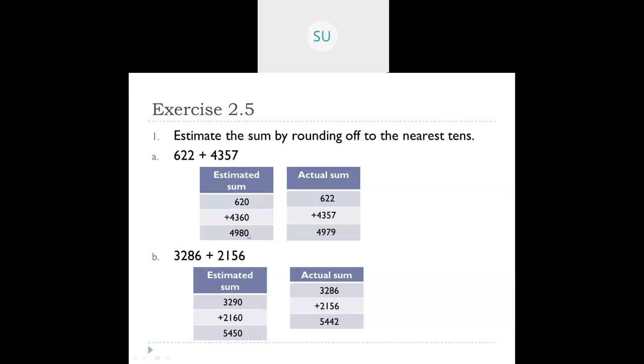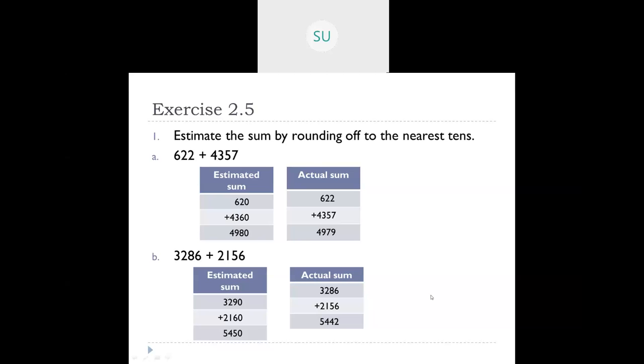Now to find the estimated sum, you'll add these rounded off numbers. When you add them, you'll get 4980. They have not asked to find the actual sum, but I'm just showing you how to do it. To find the actual sum, you'll add 622 plus 4357. When you add these numbers, you'll get 4979. That is 2 plus 7, 9, then 5 plus 2, 7, 6 plus 3, 9, and 0 plus 4, 4. Now, 4980 and 4979 are quite nearby to each other, right? So the estimated sum and the actual sum are quite nearby. So this is how you do the first problem. Now, moving on to the second problem.